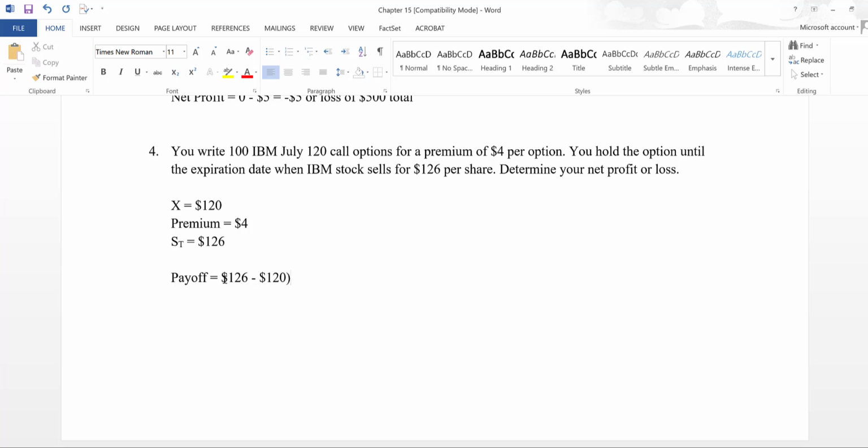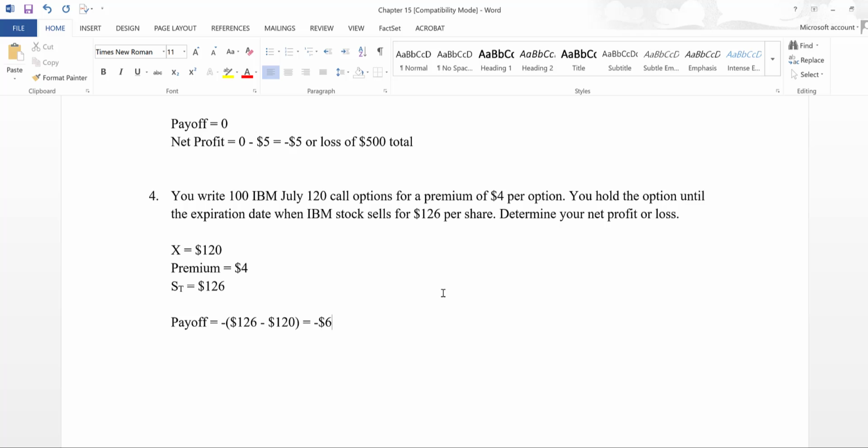Because you are the writer, you are taking the other side of this transaction. For you, it would be the negative of that. The buyer has the right to exercise or not to exercise. You're just taking the other side of this transaction. In this instance, the buyer would choose to exercise the option. The buyer's payoff is going to be $6, but as a writer, your payoff is going to be -6, right? So that is important to keep in mind.